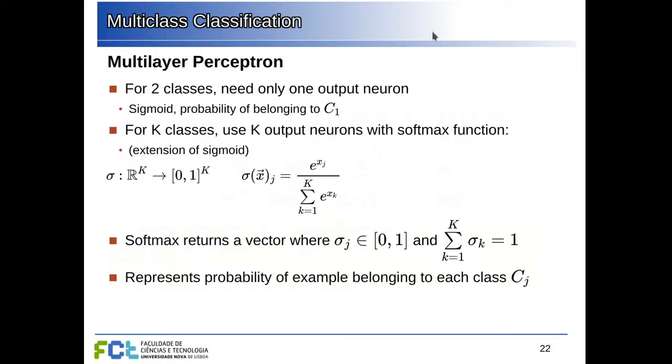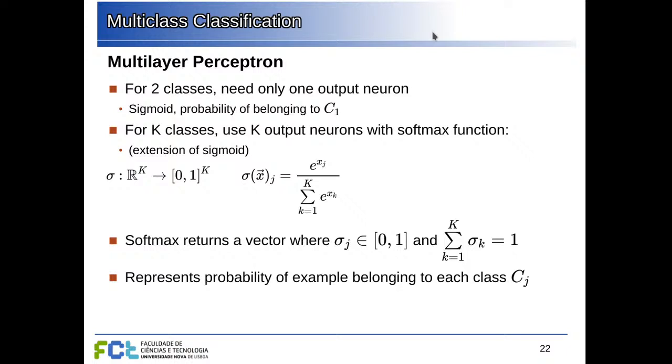For neural networks, you can also adapt the neural network, for example, a multi-layer perceptron, in order to classify more than 2 classes. If you have 2 classes, you only need 1 neuron in the output, and you use the sigmoid activation function that basically can be interpreted as the probability of belonging to one class. So if it's over 0.5, it belongs to that class. If it's below that, it belongs to the other class.